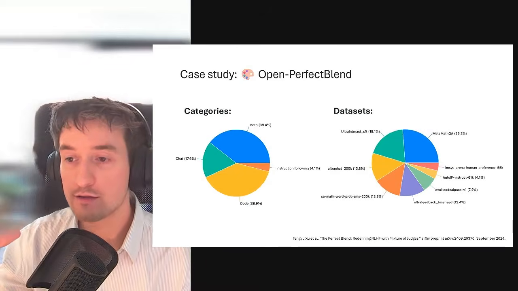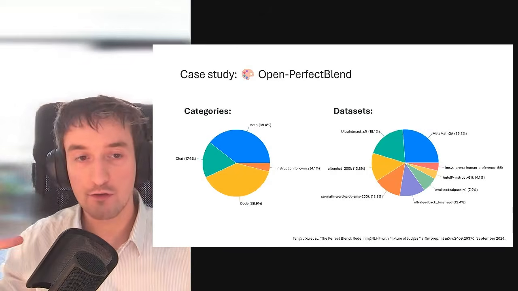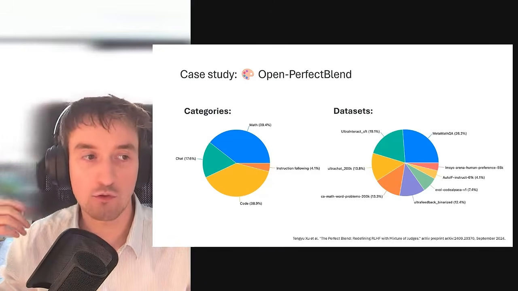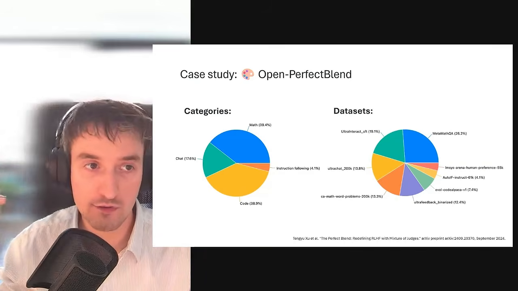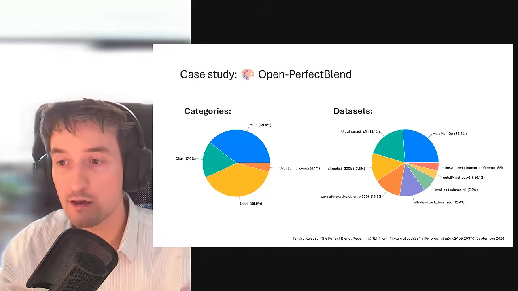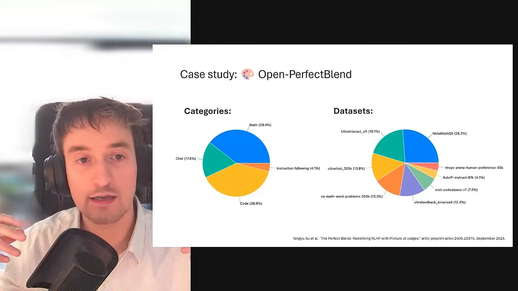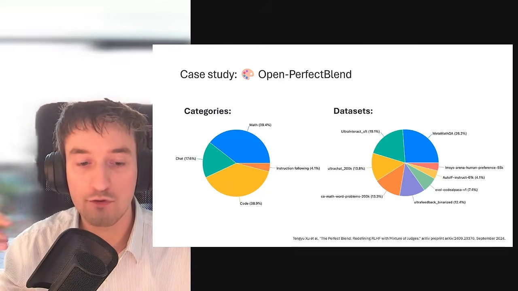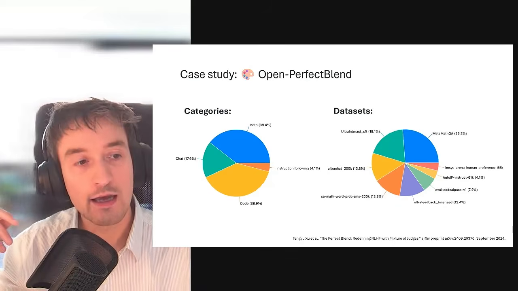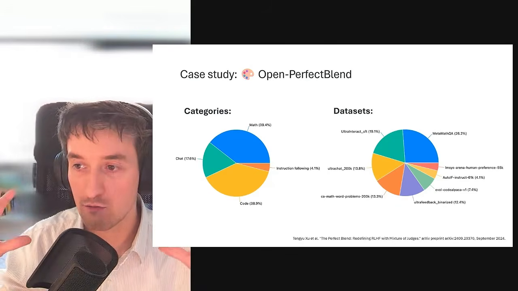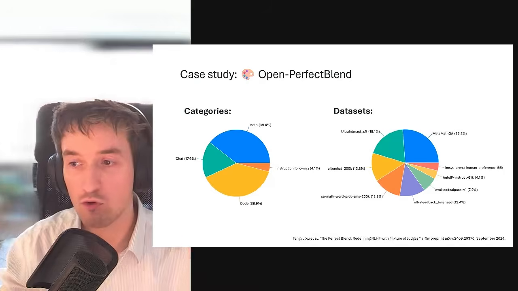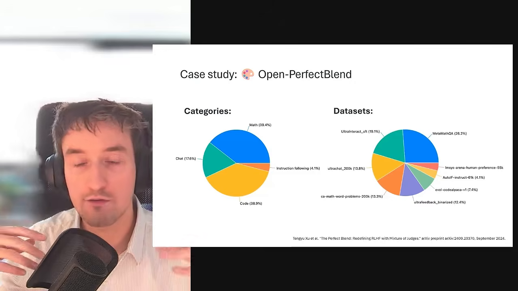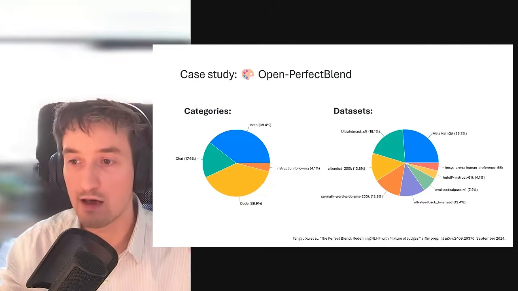Now that you have done that and you have a lot of small datasets, you want to merge them into a single unified instruction dataset. A way to do this is through this example. This is Open Perfect Blend, a dataset that I made on Hugging Face. And this is a reproduction of a paper called The Perfect Blend, Redefining RLHF with Mixture of Judges. Here you see that you can play with the categories of the samples, more math, more code, less chat maybe. It depends really on the use case that you want to have. And on the right, you can see all the datasets that I've used to create this one.